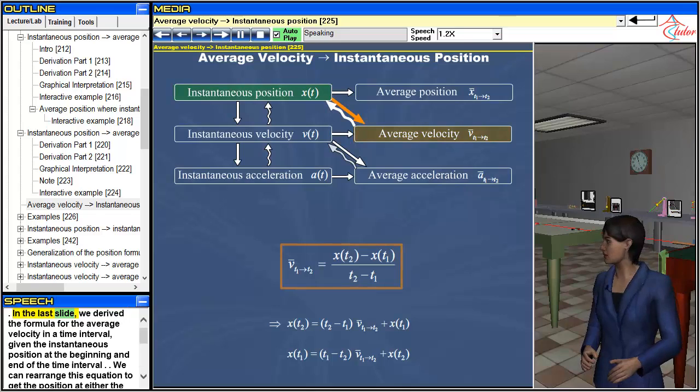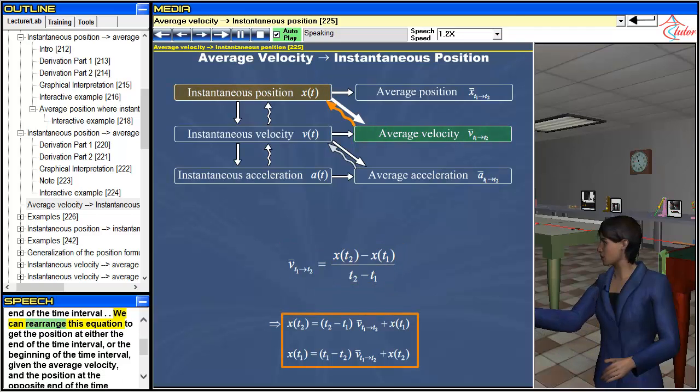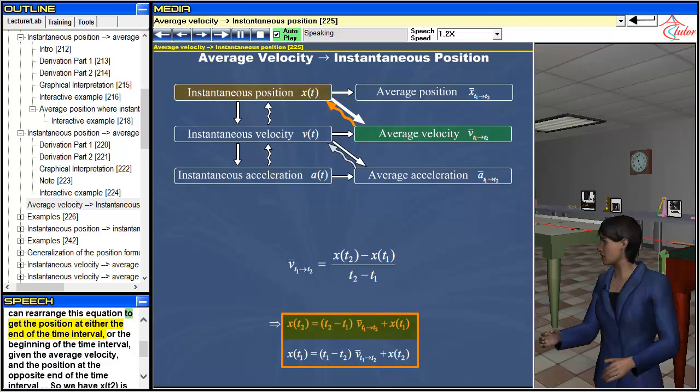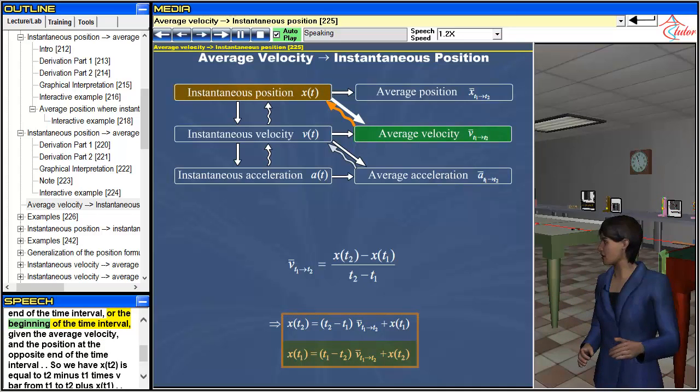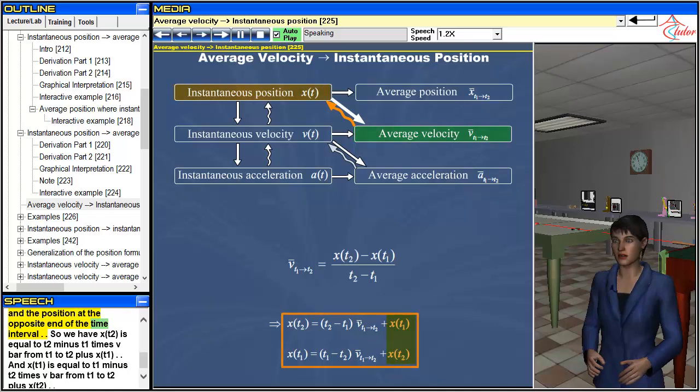In the last slide, we derived the formula for the average velocity in a time interval, given the instantaneous position at the beginning and end of the time interval. We can rearrange this equation to get the position at either the end of the time interval or the beginning of the time interval, given the average velocity and the position at the opposite end of the time interval.